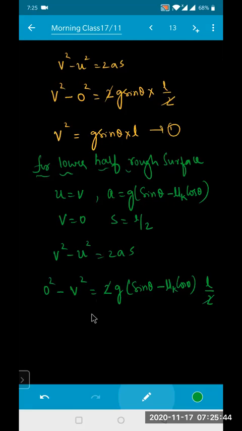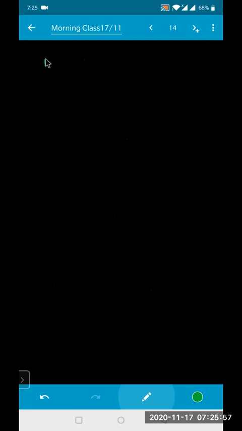Yes, sir. So this will become how much right now? This is v square, this is my equation number 2. This I can take as equation number 2, isn't it? So equation number 1 and equation number 2. Now divide both of them.